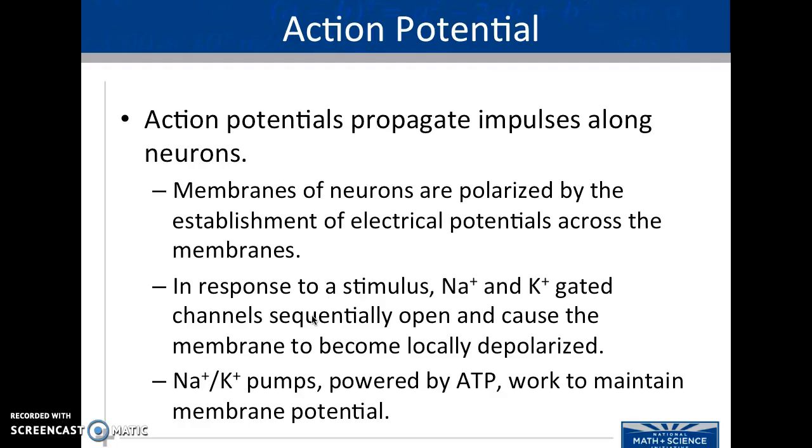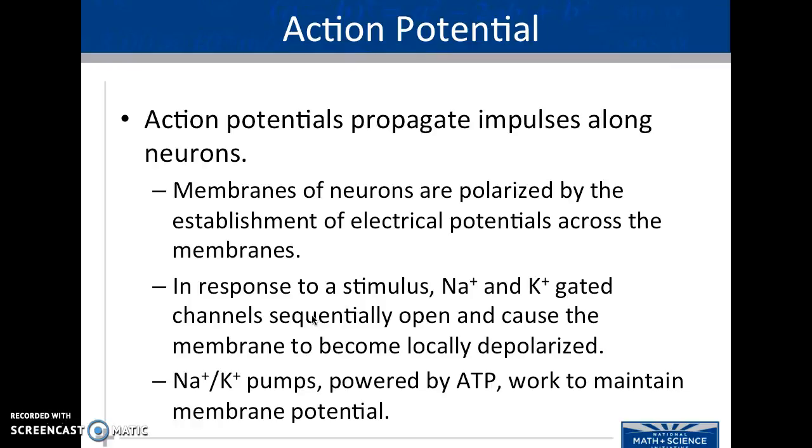When we start talking about how a message moves down a neuron, we want to talk about the idea of an action potential, which is basically an electrical impulse that carries the message along the axon of the neuron. What happens is that the membrane of the neuron polarizes by changing that electrical potential, or the positive-negative balance, from the inside and outside of the cell. In response to a stimulus, so it's always going to be a chemical stimulus like a neurotransmitter, that's going to hit the dendrite and go to the cell body. What ends up happening is sodium, potassium, these channels open, and it causes the membrane to become depolarized, or it starts to make the inside of the cell become very positive. We know it is very negative when it's at rest.